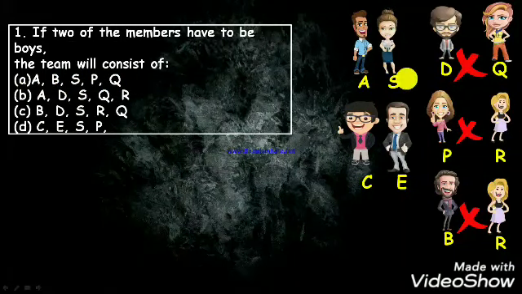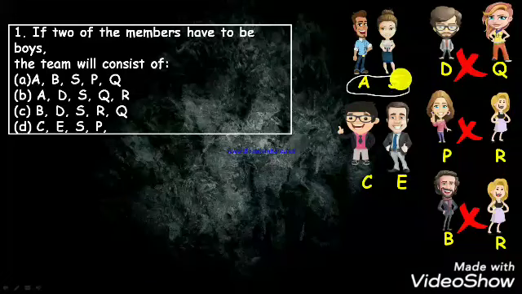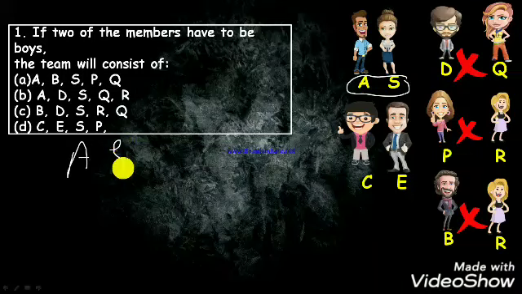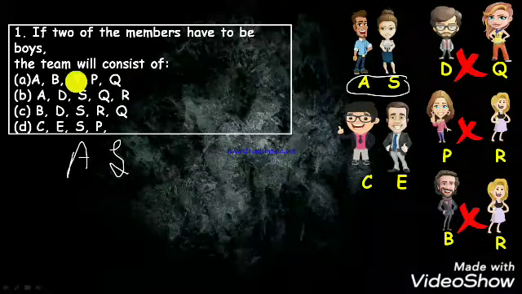So let's start with A. We know that A has to be put together with S. So is S here? Yes, S is here. So let me write down that A and S have been in this team, in the first option.